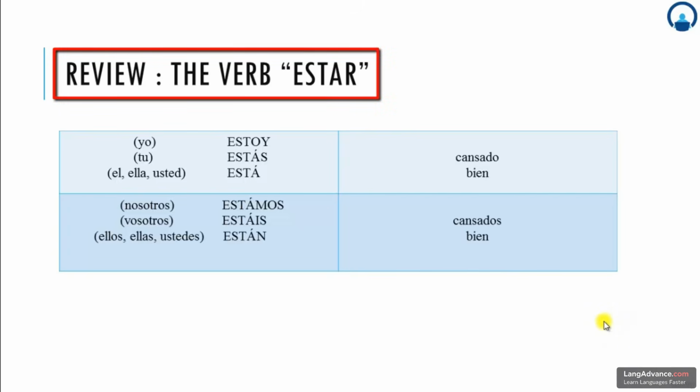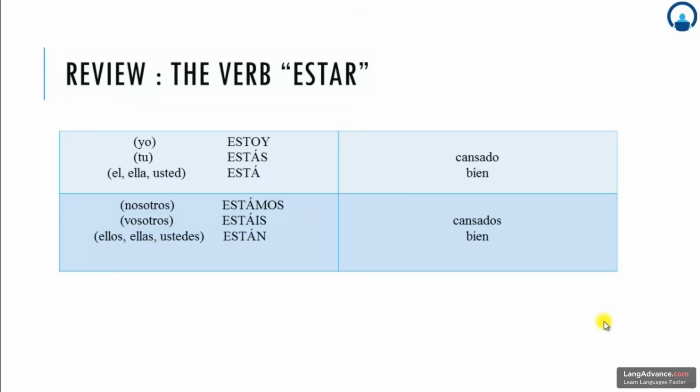We'll now review the verb estar again. If you remember the table, or if you have noted down, you can refer to that. We'll review it. The first conjugation, yo estoy, tú estás, él, ella, usted está, nosotros estamos, vosotros estáis, ellos, ellas, ustedes están.